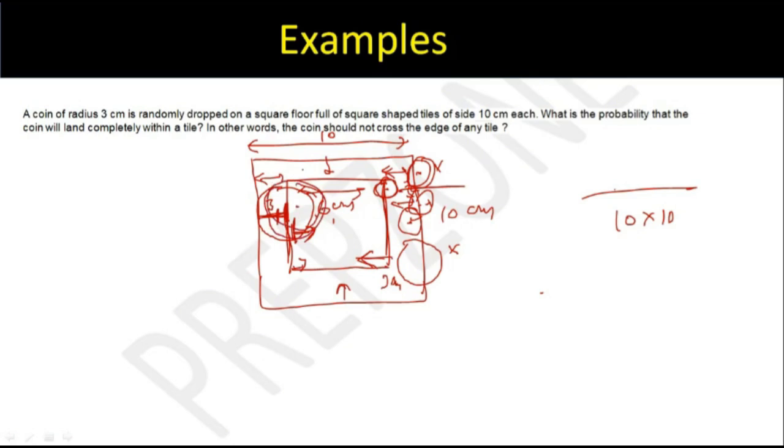So total area is 10 into 10, but my favorable area is 6 into 6. Sorry, not 6 into 6. This is 3, 3, so this is 4 centimeters. Total is 10, so this is 4 into 4. So the answer to this question is 0.16.